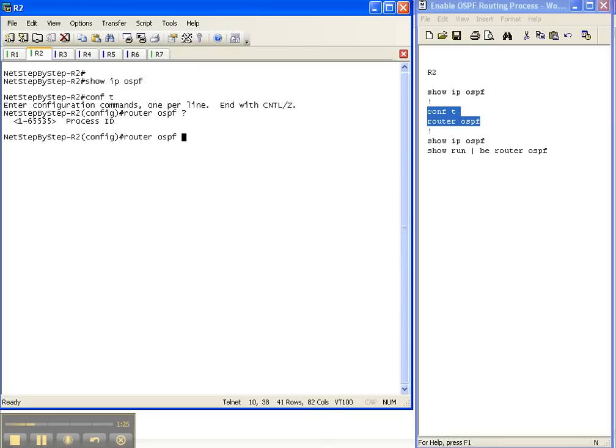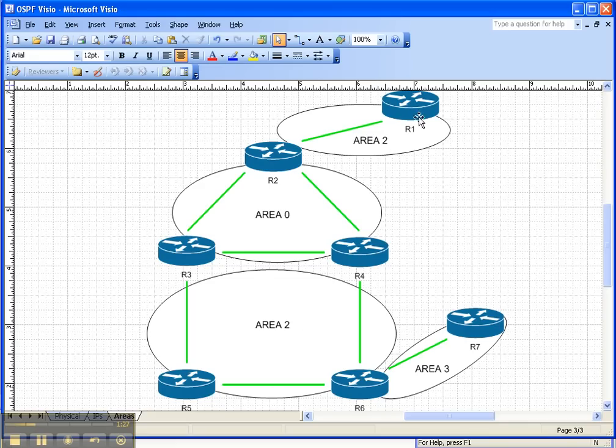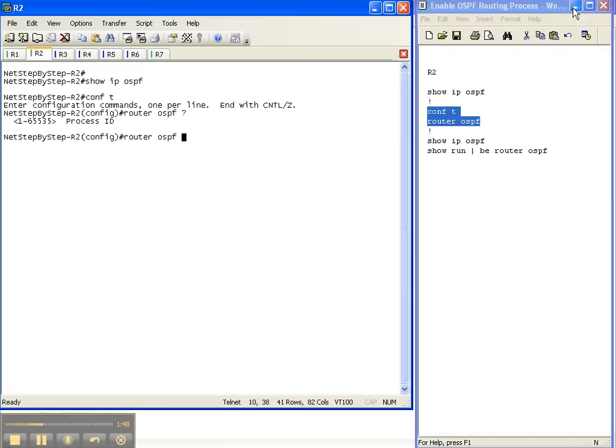Now what that means is that router 1 does not care what router 2's process ID is, and vice versa, router 2 does not care what router 1's process ID is. Actually, I have router 1's process ID configured to 1 and router 3's process ID configured to 3. We're going to be configuring router 2's process ID to, yep, you guessed it, 2. So once again, it is locally significant.